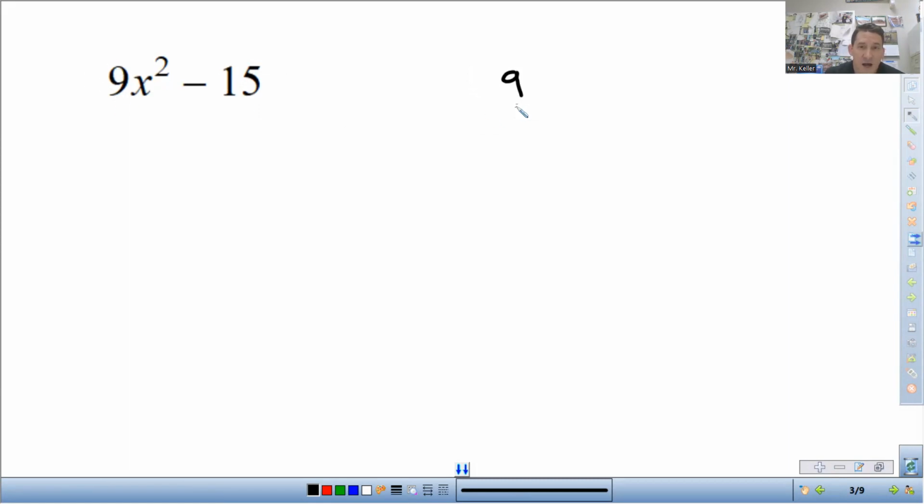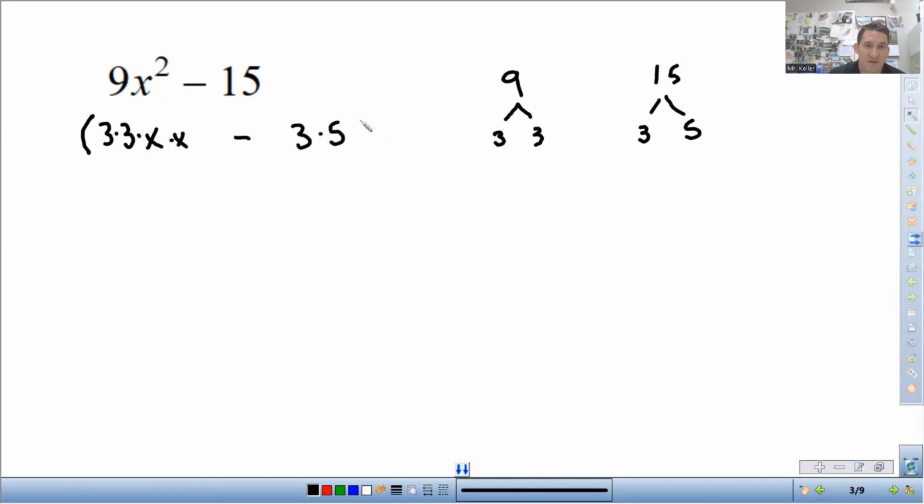So 9 factors into 3 times 3. 15 factors into 3 times 5. What I'm going to do is write these out and put these in parentheses. So 9x squared is going to be 3 times 3. I'm going to expand the x squared to x times x. Minus 15 is 3 times 5.